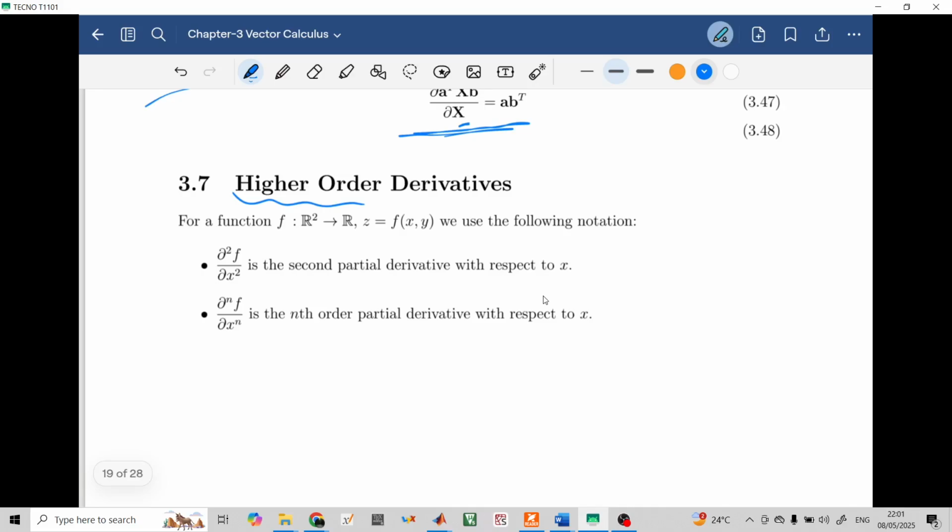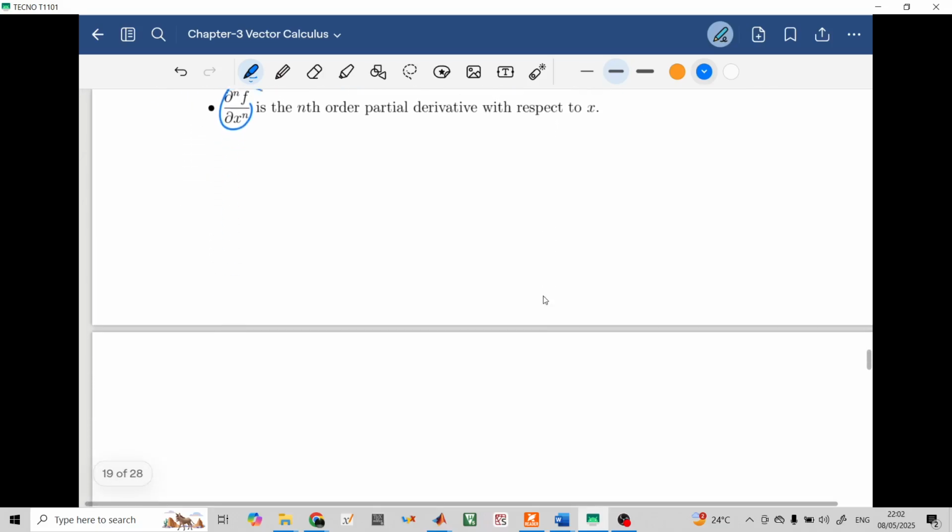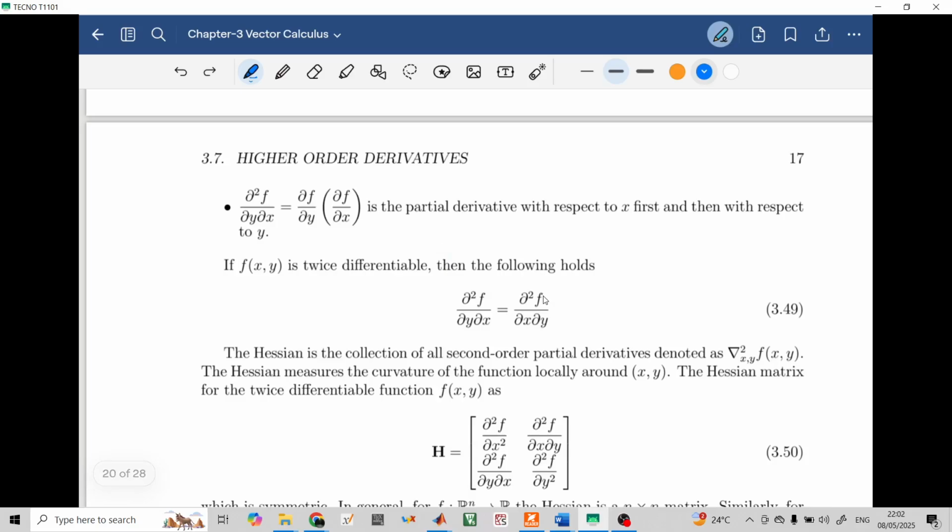Okay, now if we have this simple function that maps a vector into a scalar, like this thing, right? Remember that the second derivative with respect to x has this form, and the nth derivative has this form, right? Okay. Now let's take the partial derivative with respect to y and then x, right? So this is the form. So here we take the partial derivative with respect to x, then y.